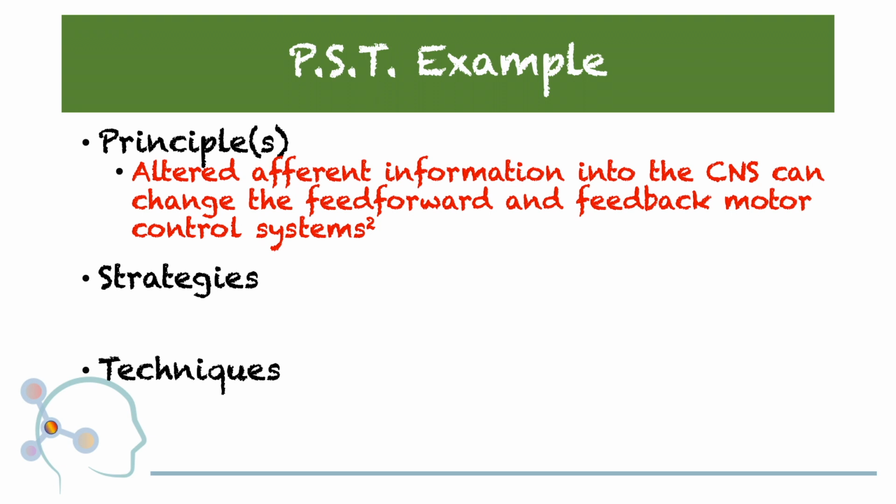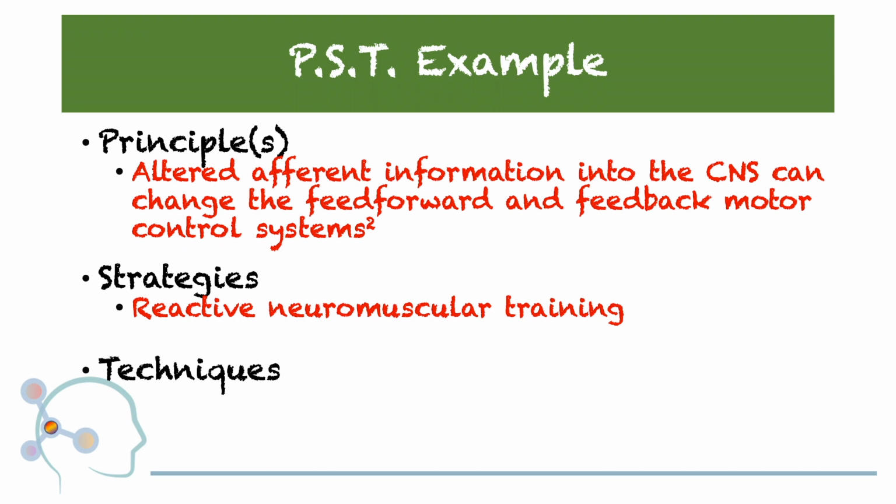Now that we have our principle, how can we use this statement to create change in a patient or client? We need a vehicle that allows us to apply it to the body. In this example or study, the authors use reactive neuromuscular training to alter peripheral afferent input in order to create a greater reflexive response to reduce fall risk.